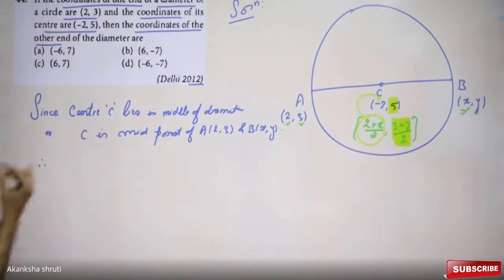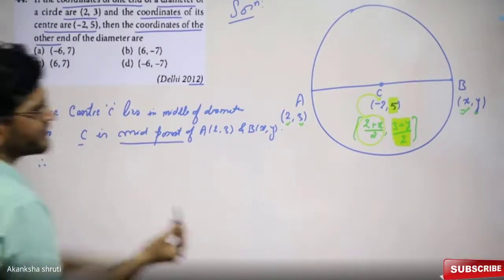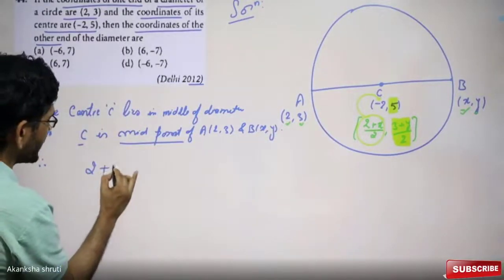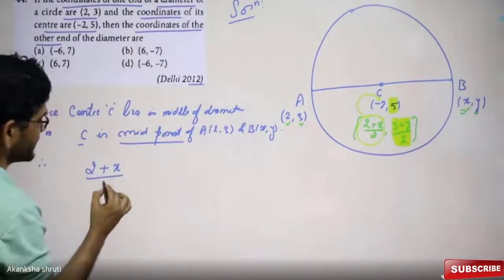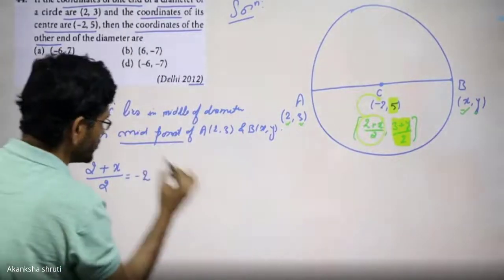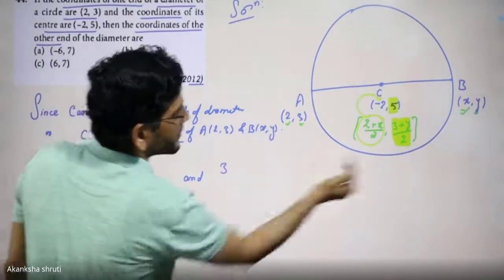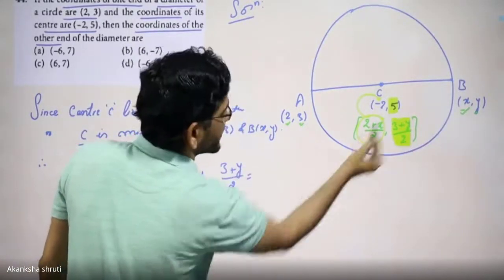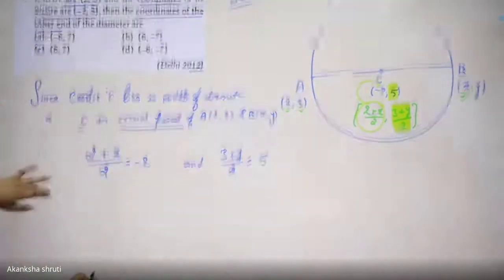Therefore, by the midpoint, C is the midpoint. So directly we can write the sum of the x coordinate, 2 plus the x coordinate of B that we have assumed as x, divided by 2, will be equal to the x coordinate of C, -2, and the y coordinate 3 plus this y, divided by 2, is equal to the y coordinate of the midpoint of AB, which is 5. From these two equations, we have to find x and y.